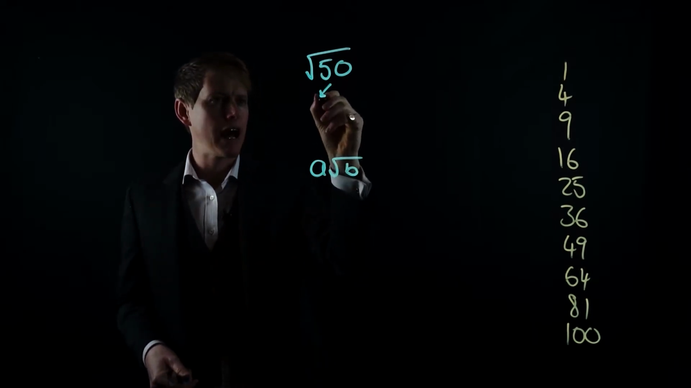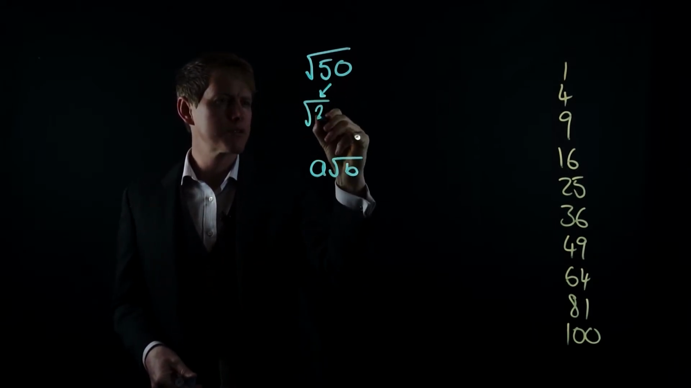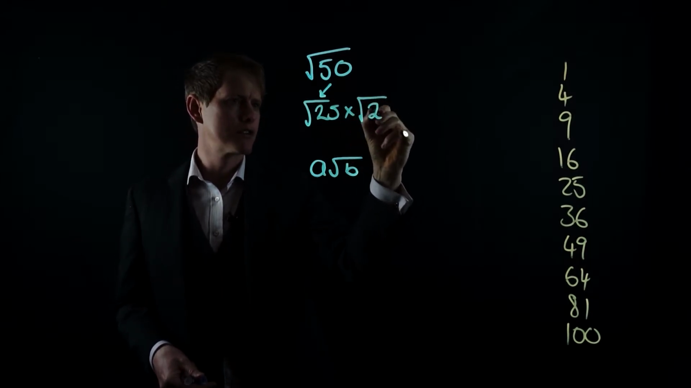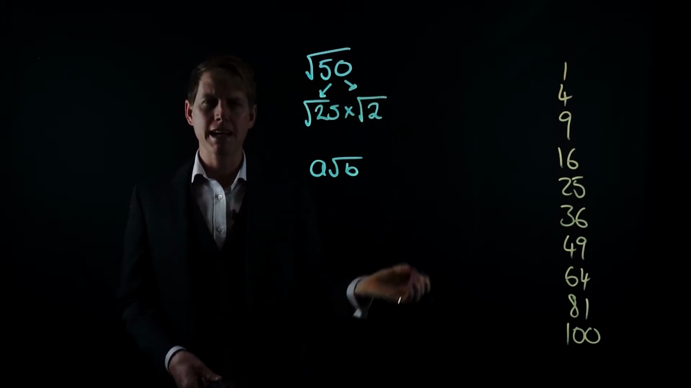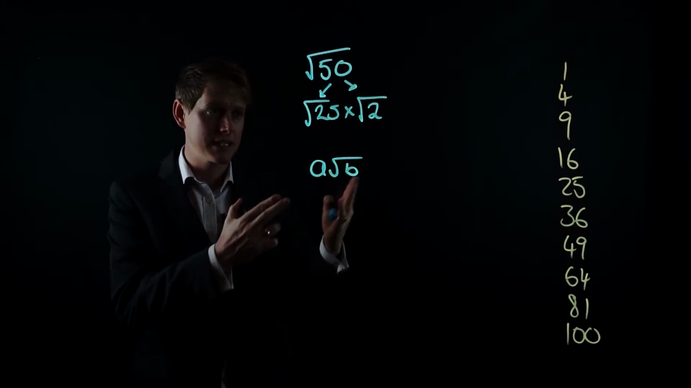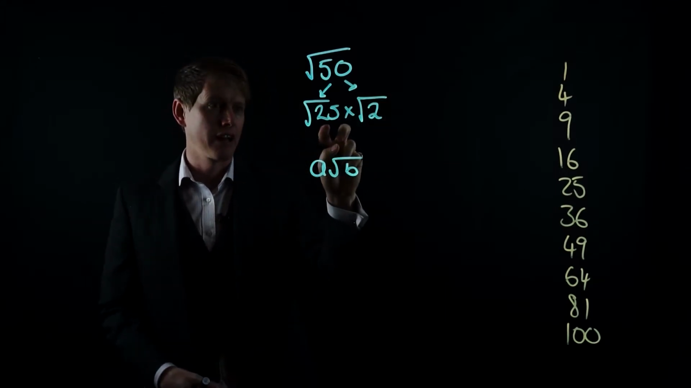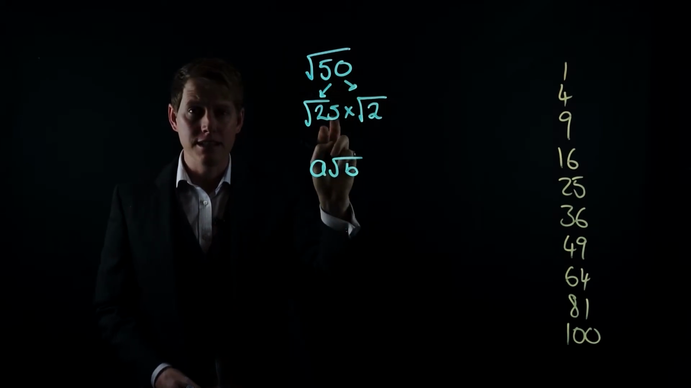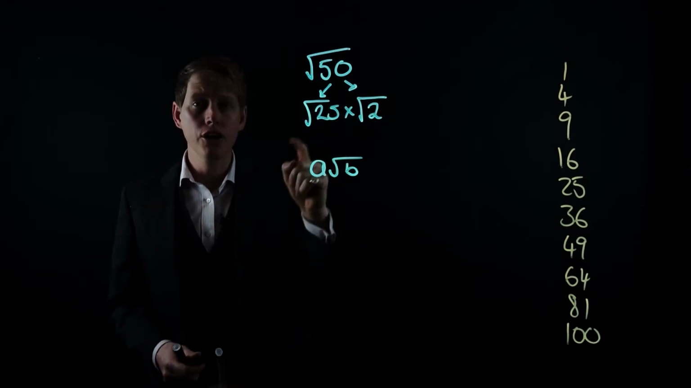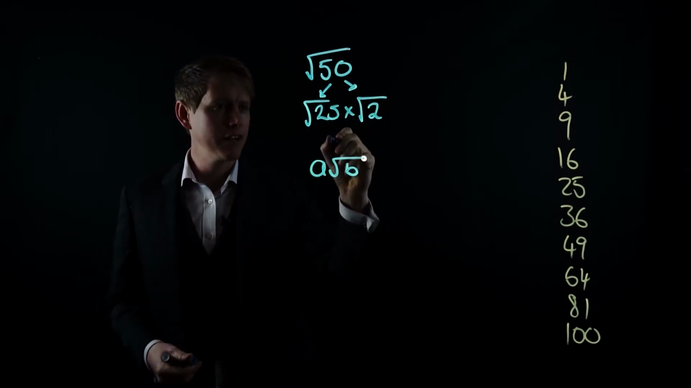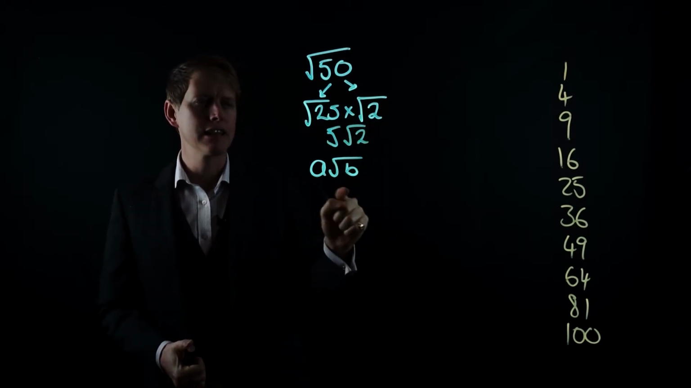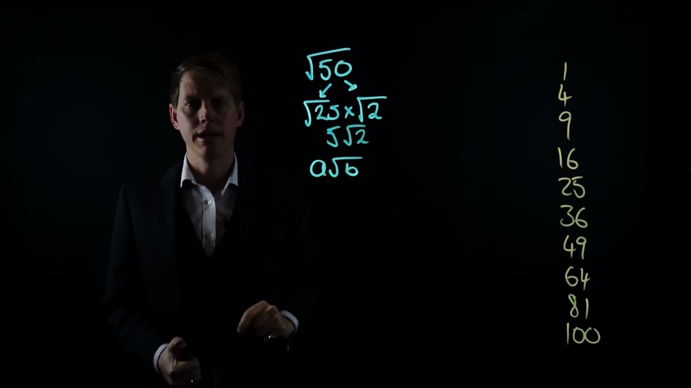We can write this as root of 25 multiplied by root of 2. Okay, so remember, going back to the first law that we looked at when we were multiplying surds together, this is the backwards version of that. We can write square root of 50 as square root of 25 multiplied by the square root of 2. And then we can simplify it. Well, I know that the square root of 25 is 5, so this simplifies to 5 root 2. We've written it in the form a root b, where a and b are integers.